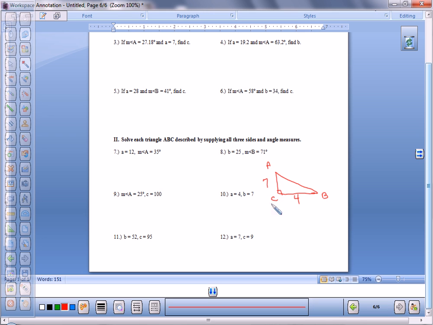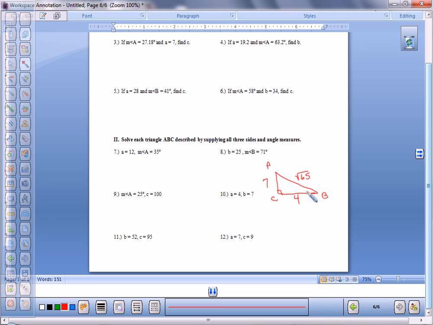All right, now the hypotenuse is easy to find. It's the Pythagorean theorem. A squared plus B squared equals C squared. So what is 7 squared? 49. Plus 4 squared, 16. 49 plus 16 is 65. And the square root of 65 does not simplify. So it's quite simple to find the exact length of a third side of a right triangle when you're given two.